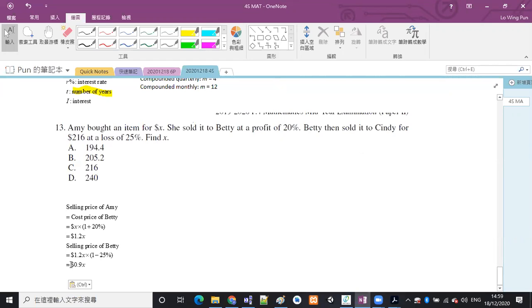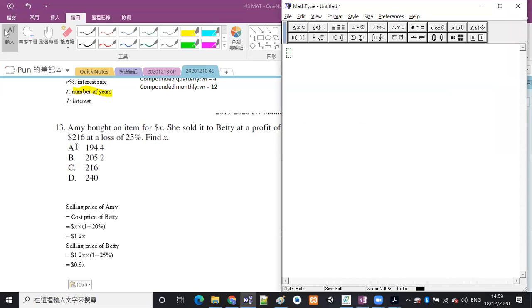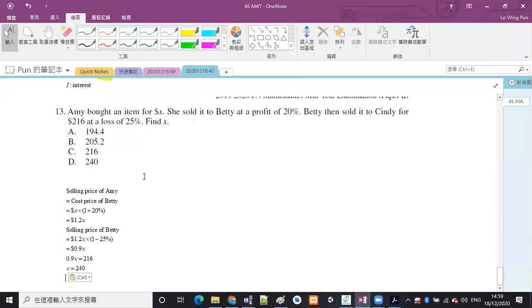And I have found my selling price to be 0.9x, and it is now given to be 216. So I'm going to put my selling price equal to the given selling price. That is how we can set up an equation. Can you get this? So x is just 240. That is the answer. Option D.